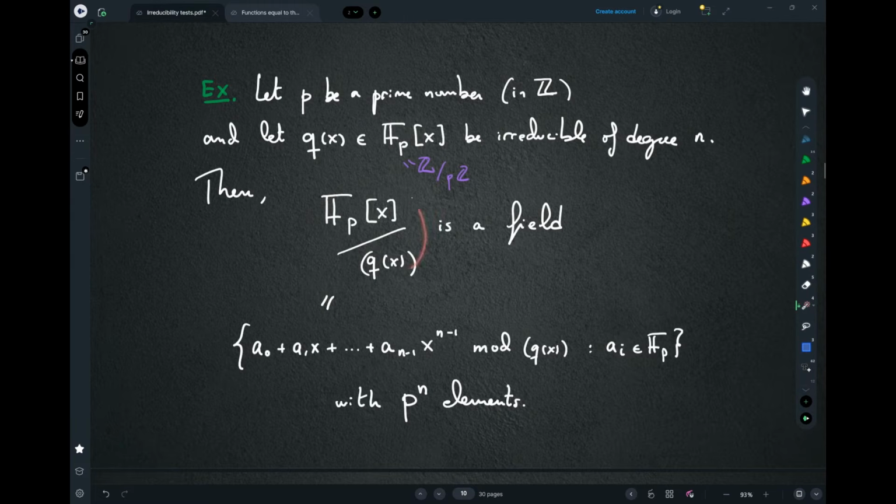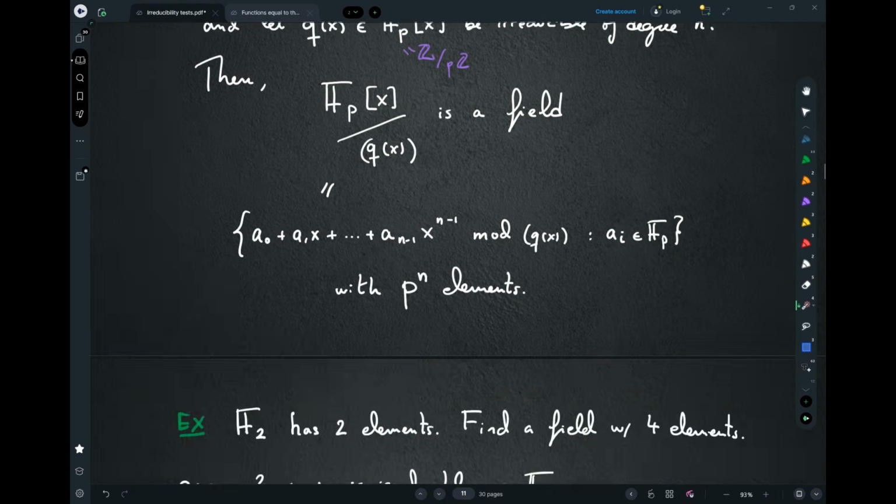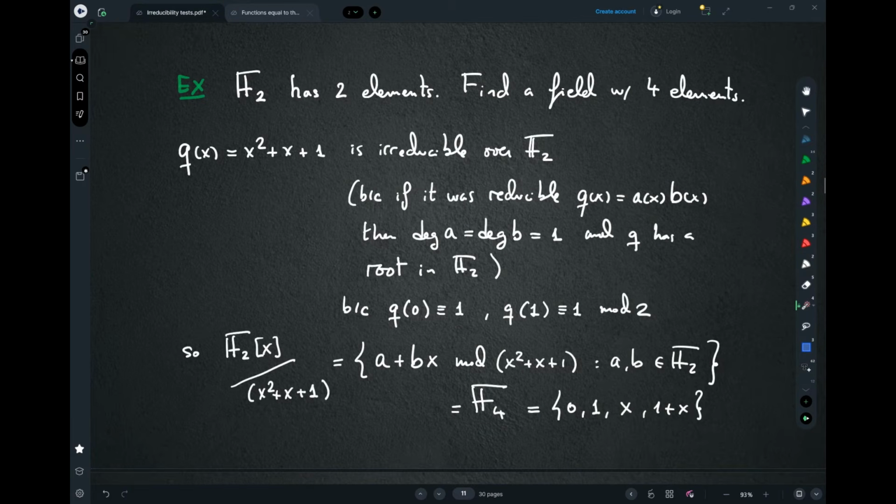In fact, the representatives for this would be polynomials up to degree n minus 1 modulo q of x, with coefficients a_i in the field, for which there are p possibilities. So there are p possibilities for each one of those coefficients, and all those elements are different. So this is a field with p to the n elements, which is interesting. If you have only seen fields with p elements before, now we can construct fields with p squared elements. So for example, I can construct a field with 4 elements.